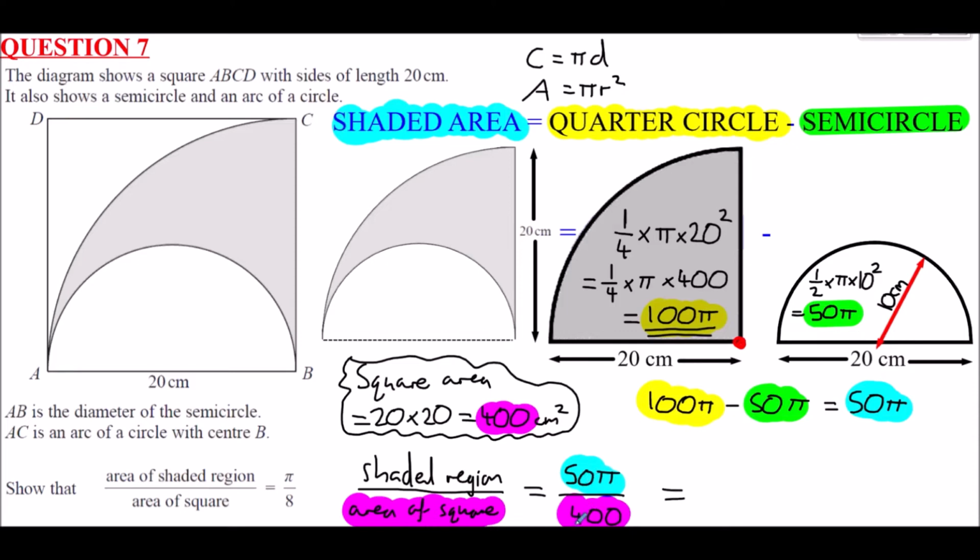Another way we can think of it is we can divide both top and bottom by 50, which will leave us with pi over 8, because 400 divided by 50 leaves us 8. And that's what we wanted to prove, so we can stop and we're done. So pi over 8 is what we've got, so we're done.